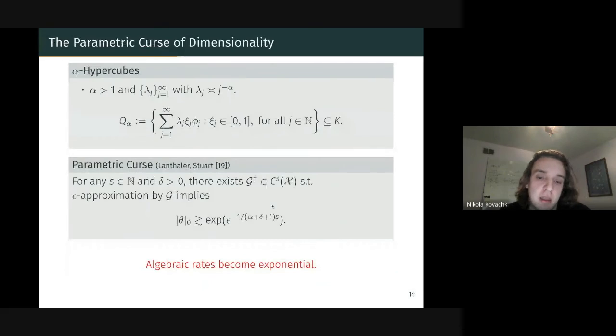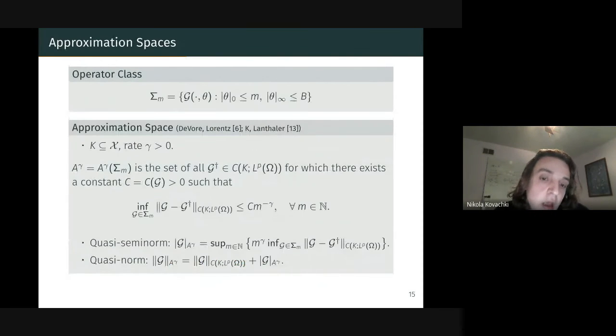Why m to the minus gamma? Because the previous result told us what the curse of dimensionality looks like in infinite dimensions. It means that there are things for which you need an exponential number of parameters to approximate. And here I'm asking, what are all the things that I can approximate at an algebraic rate, for which I need an algebraic number of parameters to approximate efficiently? Turns out that this A gamma space is a nice space. It's a quasi-norm Banach space, and so you can study its properties.